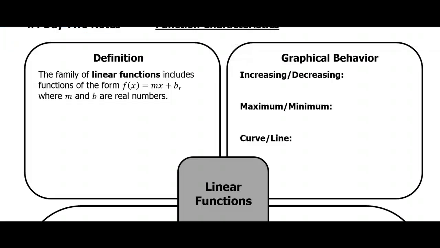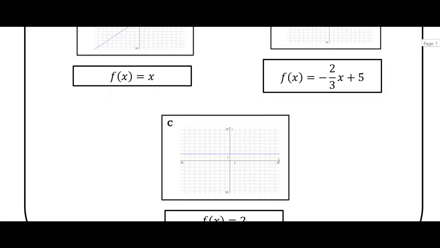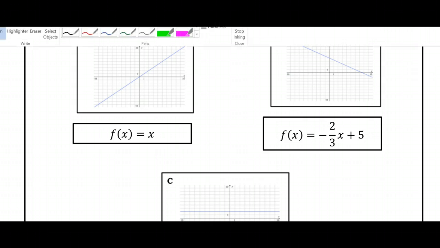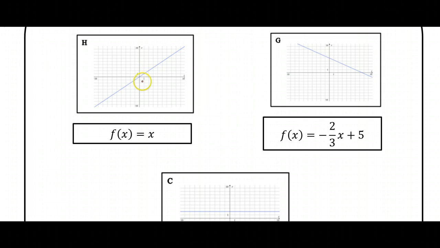One thing all lines have in common is that they are either increasing or decreasing, but they won't do both at the same time. Look at graph H right here. We talked about this a little bit in the last video. As you move from left to right, what's happening to y? Your y values are increasing. So graph H, we would say, is an increasing graph.